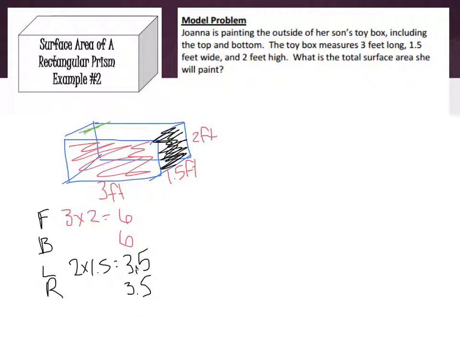So here our top measures 3 feet long and 1.5 feet wide. So I'm going to go over here, top and bottom, 3 feet long times 1.5 feet wide. Well, 3 times 1.5 is 4.5.